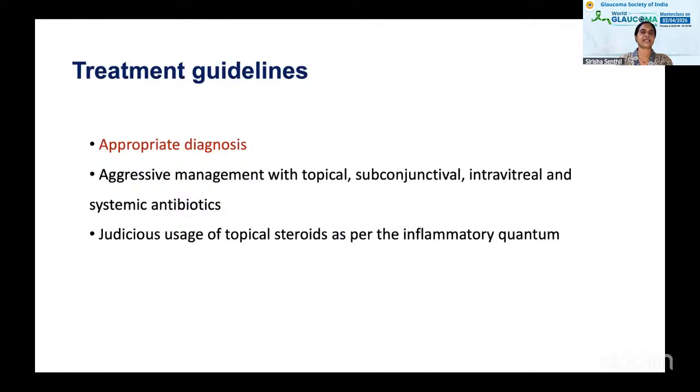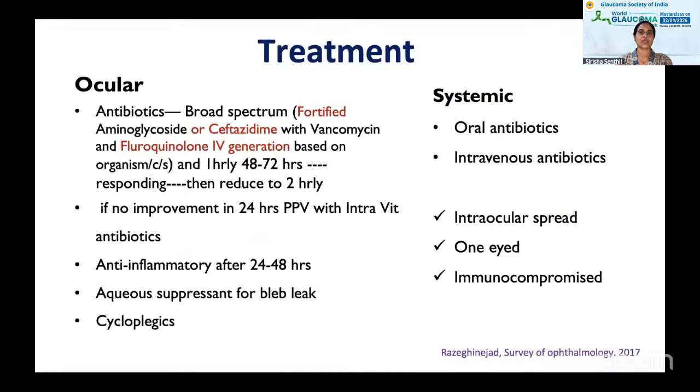How do we treat it? We need to first of all appropriately diagnose it and understand the staging. Is it stage 1? That means just the bleb being involved. Stage 2, where the bleb with the anterior chamber is involved. And stage 3, where there is an involvement of the vitreous. And stage 3 is further divided into A and B.